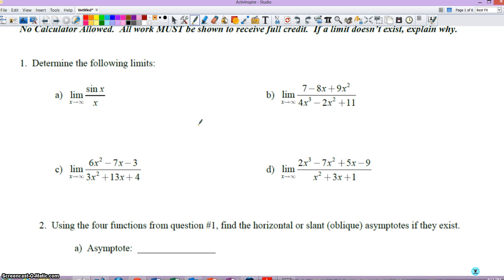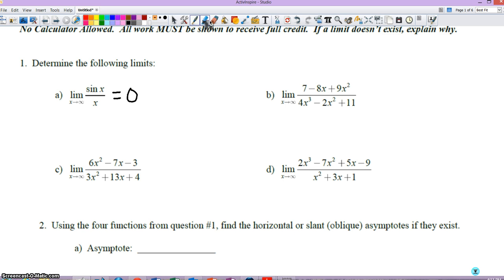It says determine the following limits. We have the limit as x approaches infinity of sine of x over x. Remember, as you're going to infinity, you want to look at either the bottom or the top. What's bigger? The highest sine ever gets is 1, over infinity. The bottom is bigger than the top, so that's going to equal 0.